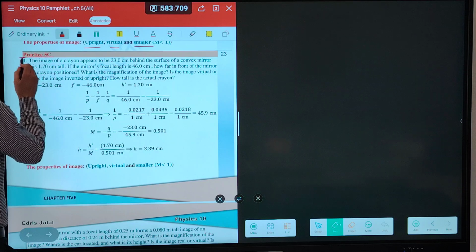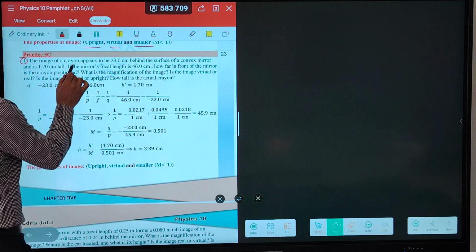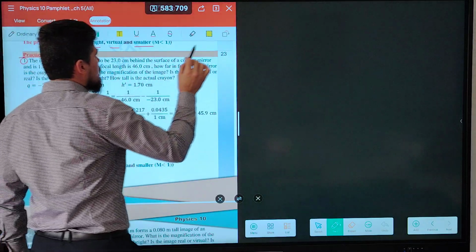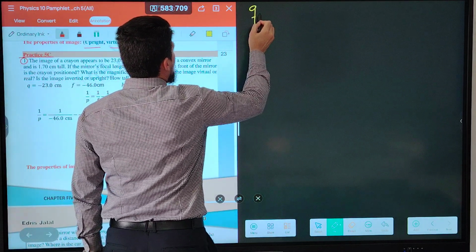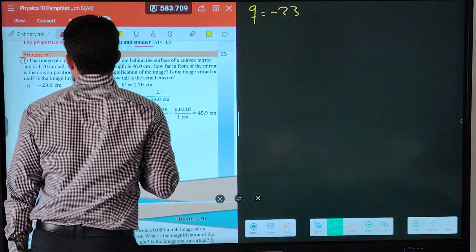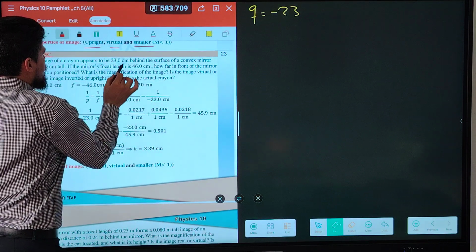Practice 5C, question 1. The image of a crayon appears to be 23 centimeter. This is Q, the image distance. Question 1: Q is equal to negative 23. Okay, but we don't know if this is convex or concave.